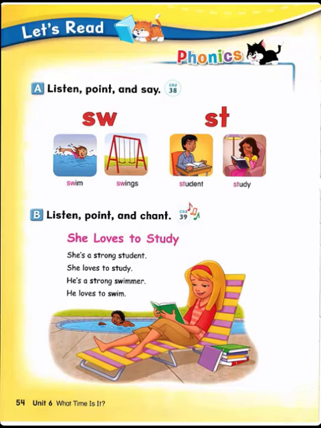She's a strong student. She loves to study. He's a strong swimmer. He loves to swim. She's a strong student. She loves to study. He's a strong swimmer. He loves to swim.